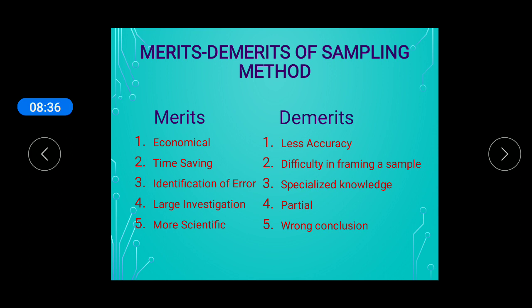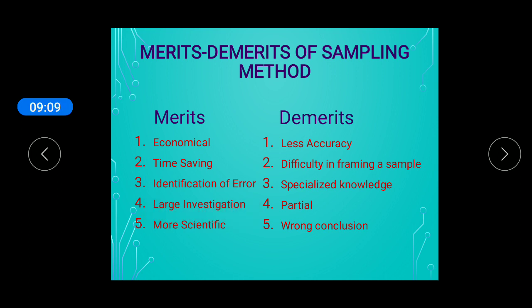Next is time saving. Dear students, in this method only a limited number of items are investigated. As such, the process of investigation is time saving, not time consuming. Next is identification of error. Dear students, because only a limited number of items are covered, error can be easily identified. To that extent, the sampling method shows better accuracy.